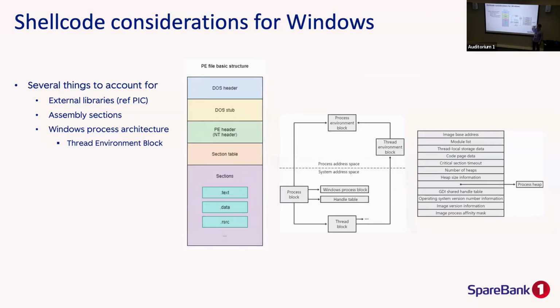So you have to account for both the variables in assembly, and where in memory you can find the methods you want to use.